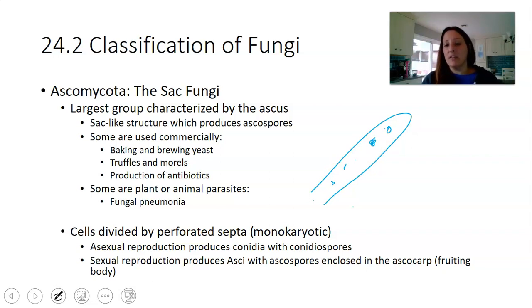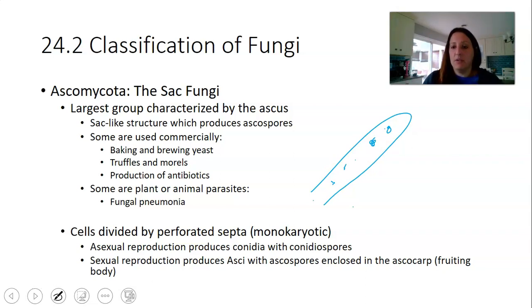Some are used commercially, so baking and brewing yeast belong to this group. These are unicellular though, so they don't produce asci with ascospores. A little bit different. You may have heard of truffles and morels. Those are edible mushrooms. And you may have heard of Penicillium. That's an Ascomycota, a fungus that produces the antibiotic penicillin. There are some Ascomycota that are plant or animal parasites. For example, fungal pneumonia is caused by species of this group.